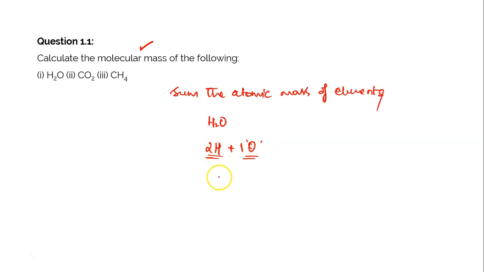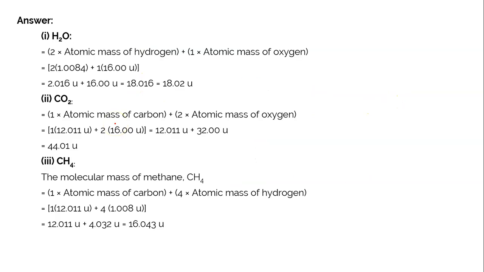For 2 hydrogens, atomic mass is going to be 2 into 1 atomic mass unit. For 1 oxygen, it's going to be 1 into 16. Which altogether will be 2 plus 16, and it is 18 atomic mass units. So the molecular mass of H2O is 18 atomic mass units, because molecular mass is the sum of atomic masses of all the elements present in your molecular formula. Very similarly for the rest of the molecules.